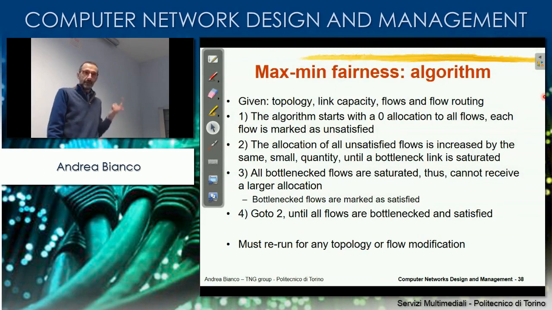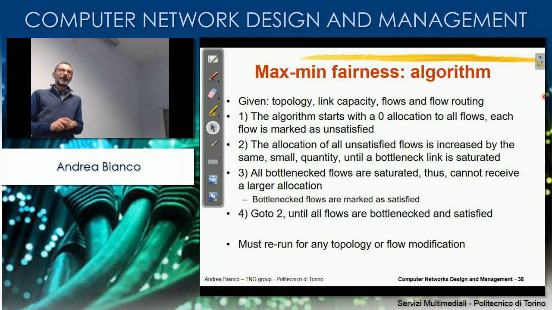Okay, the topology, the link capacity, the knowledge about the flows, and the knowledge about the flow routing. So all of these elements are taken as an input and are taken as granted. We are not going to vary them. According to that, how can we compute this rate assignment?